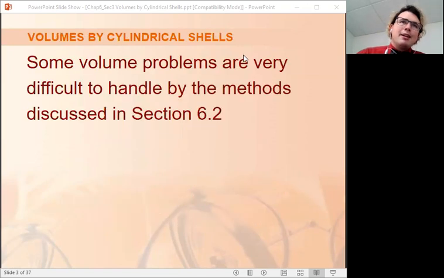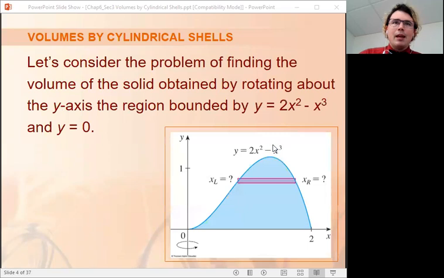Now, this technique is different. The reason why we'll want to use it is because this cylindrical shell method, or just shell method for short, will let us find volumes that we actually could not have done using my slicing technique from the previous lecture. So here is an example of a harder problem.